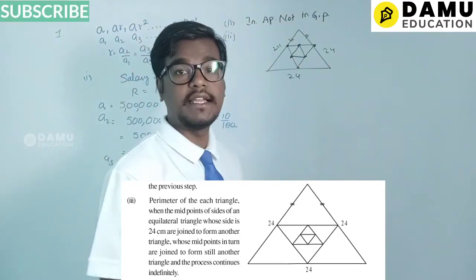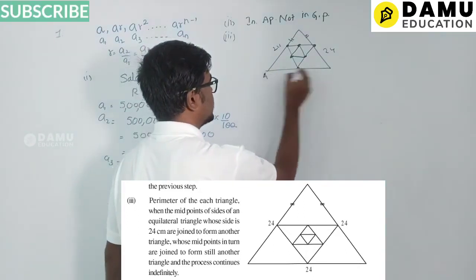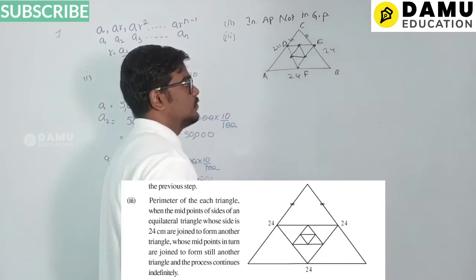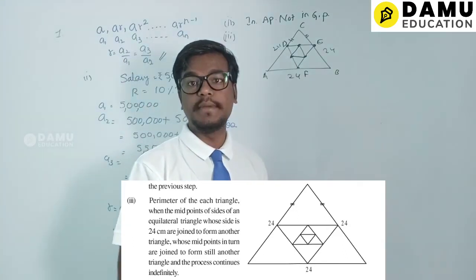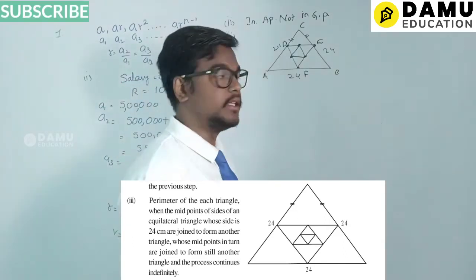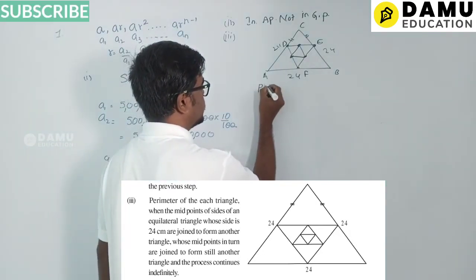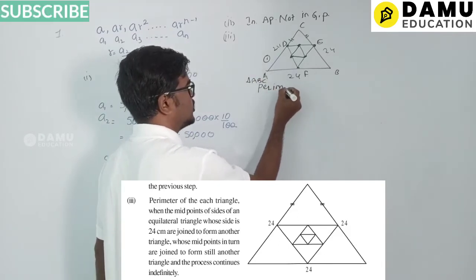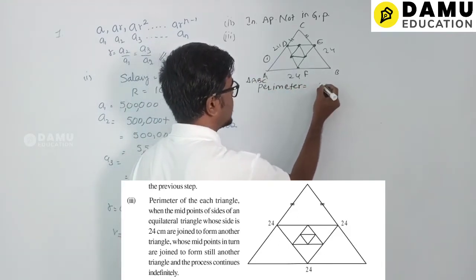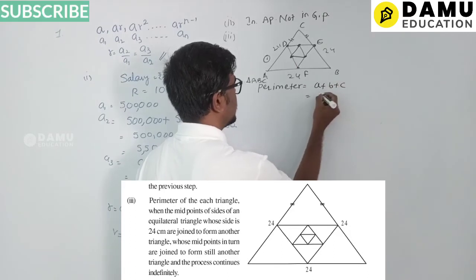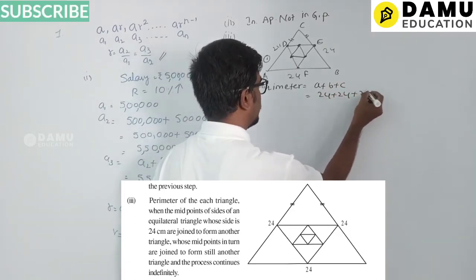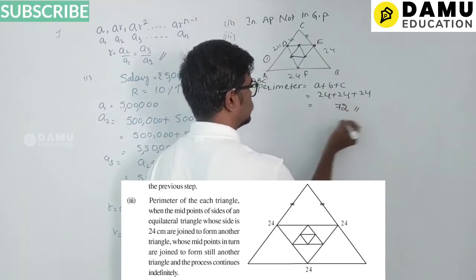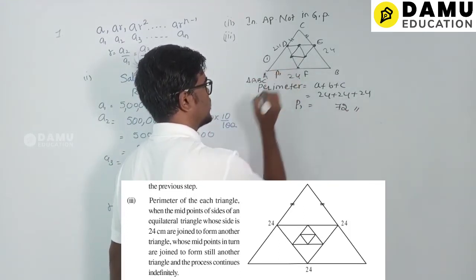For the first equilateral triangle, let's take A, B, C, D, E, F. We have to use the midpoint theorem here. So let's take the first triangle ABC. The perimeter is the sum of all the sides, a plus b plus c. Each side is 24, so 24 plus 24 plus 24 is 72. So this is perimeter 1. Let's call it P1.